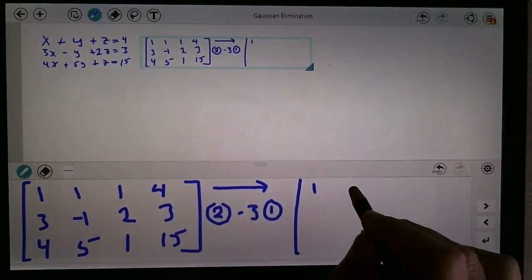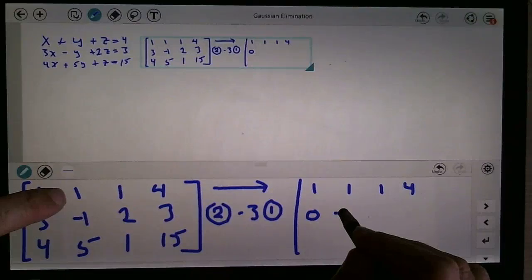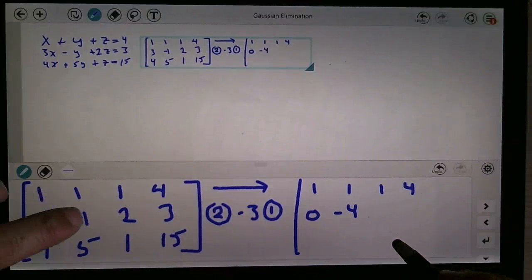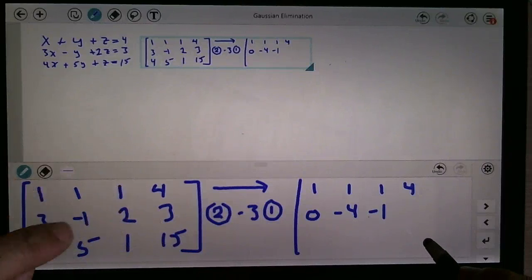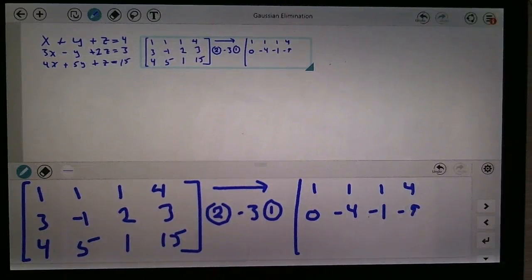Okay, so let's go here. My first row I'm going to leave alone, 1, 1, 1, 4. And then I'm going to do this thing. So we've got 3 minus 3, -1 minus 3, 2 minus 3, 3 minus 12. 3 minus 12 is -9.